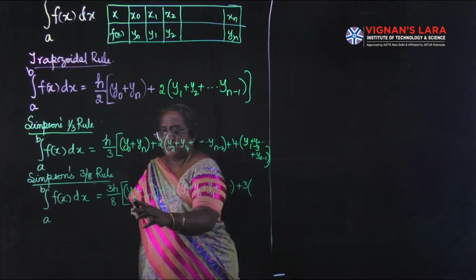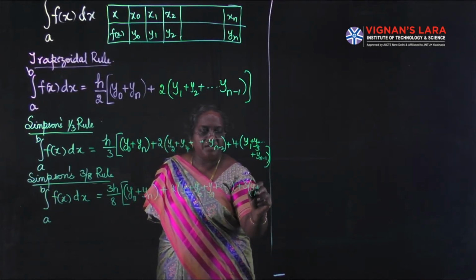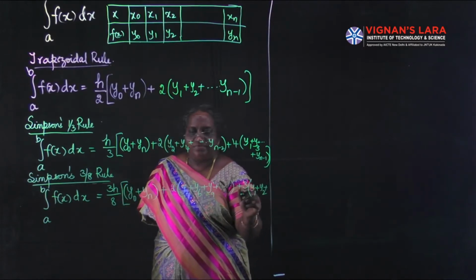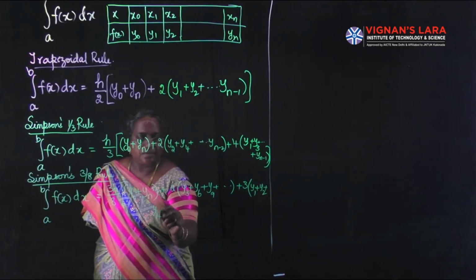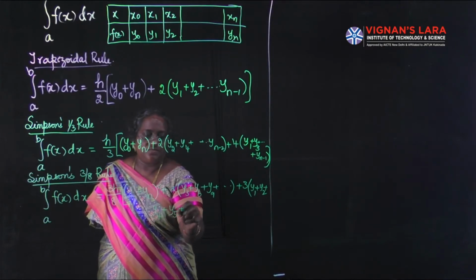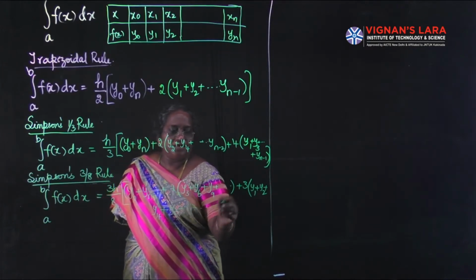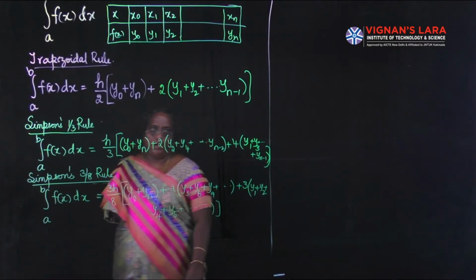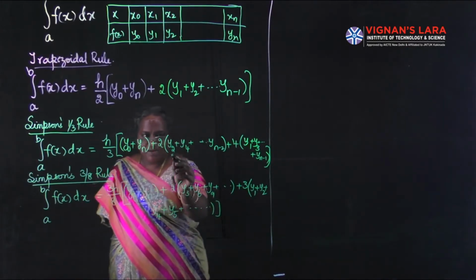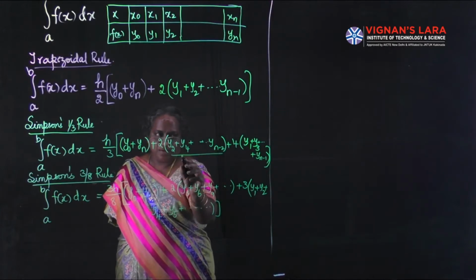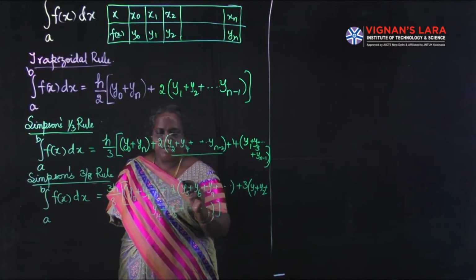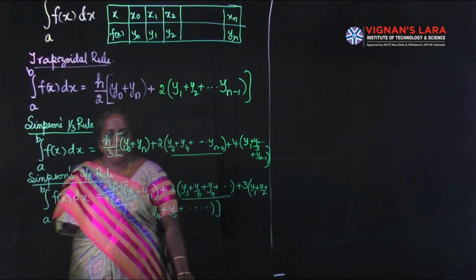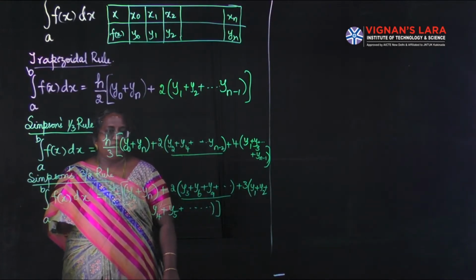What is remaining? After y naught, y1, y2, y3 is here. Next y4, y5, plus y6 is here, and so on. It goes on like this. So this is Simpson's 3/8 rule. You have to remember: 2 times the even number of terms plus 4 times the remaining terms; 2 times the multiples of 3 plus 3 times the remaining terms. That is how we have to remember here.